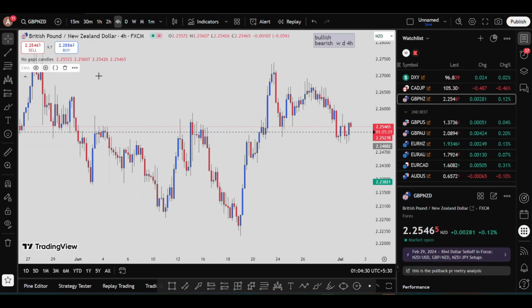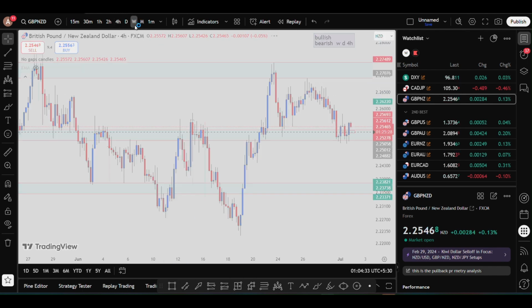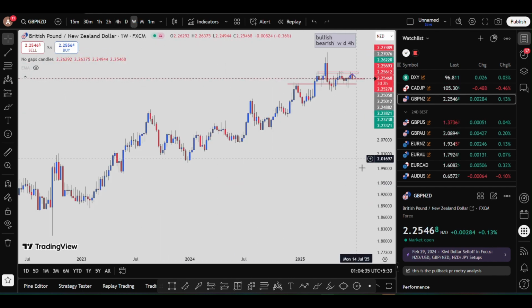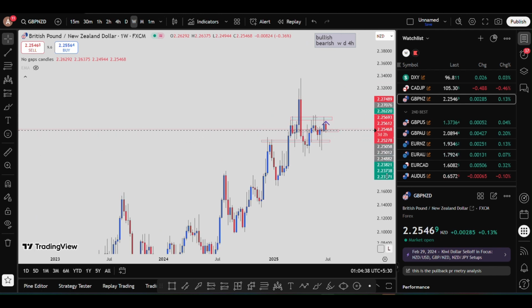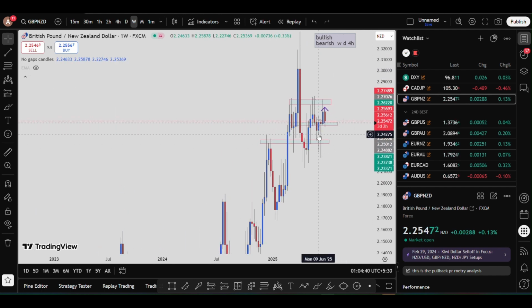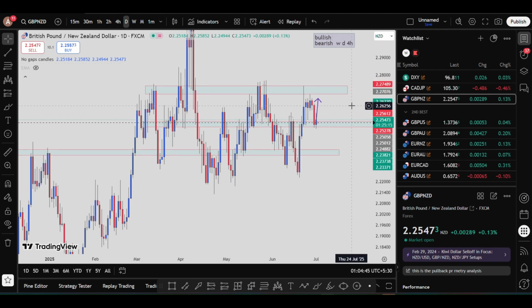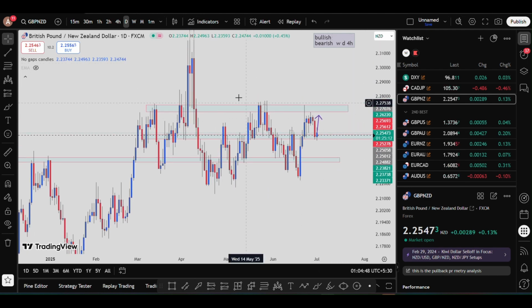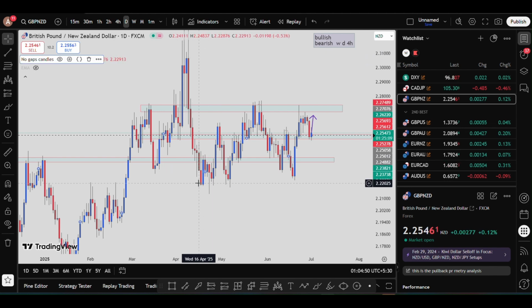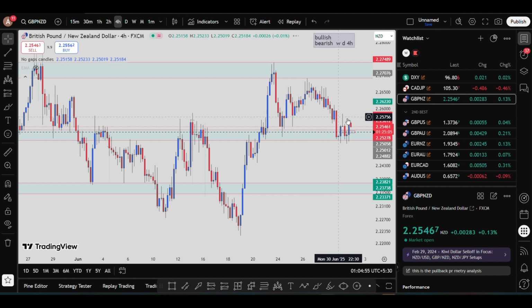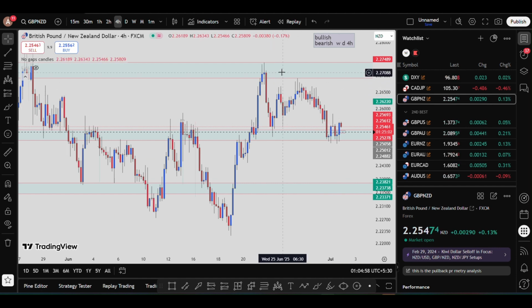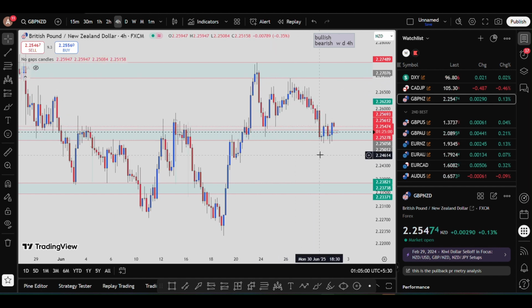Then we will move to the GBP NZD, in which we can see that it's quite contracted, because in the weekly time frame it's forming bearish. On the daily time frame, it is technically bearish because this is a lower high and this is a lower low, so it's bearish. Also in the 4 hour time frame, it has turned bearish by breaking this high and low structure.